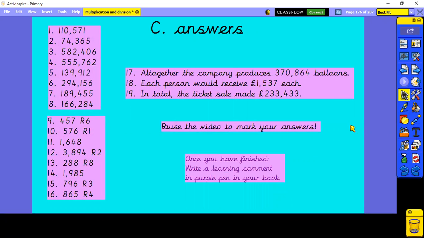Okay, and lastly are the step C answers. So we have our multiplication, our division, our problem solving. So pause the video to mark your answers in a different coloured pen. Okay, so you should have now finished marking, and I'd like you to write a learning comment in a different coloured pen in your book of how you found the questions today.